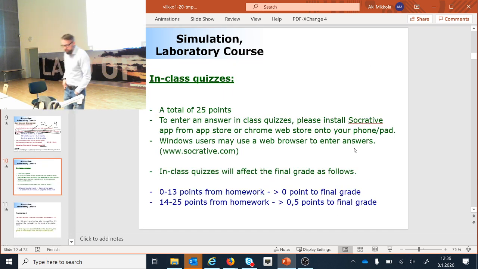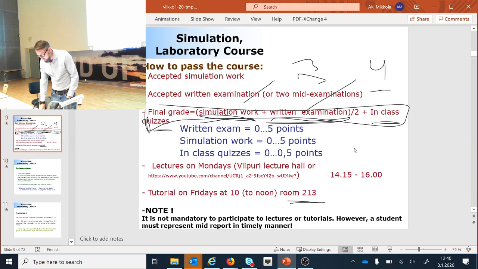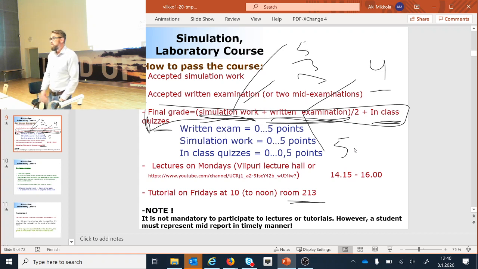Okay, so in-class quizzes, this is business as usual. You know how it goes. We have a total of 25 points. If you're able to score 14 out of the 25, I'm going to give you an extra 0.5 points, which automatically upgrades your final grade by one number. Keep in mind that theoretically, it's possible to get 6 out of 5 from this course. You get 5 for the simulation work, 5 for the written exam, so the average will be 5, and then the in-class quiz is 0.5, which would theoretically be 6 out of 5. That's not going to happen. So 5 out of 5 is the maximum.